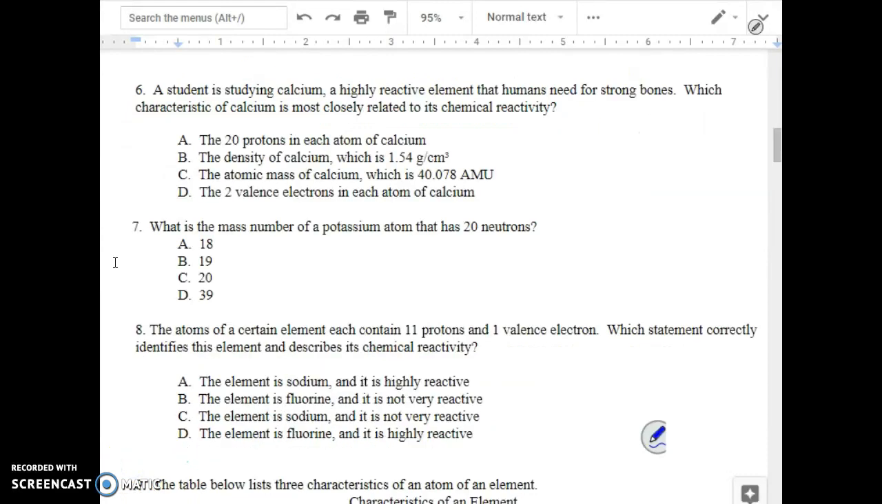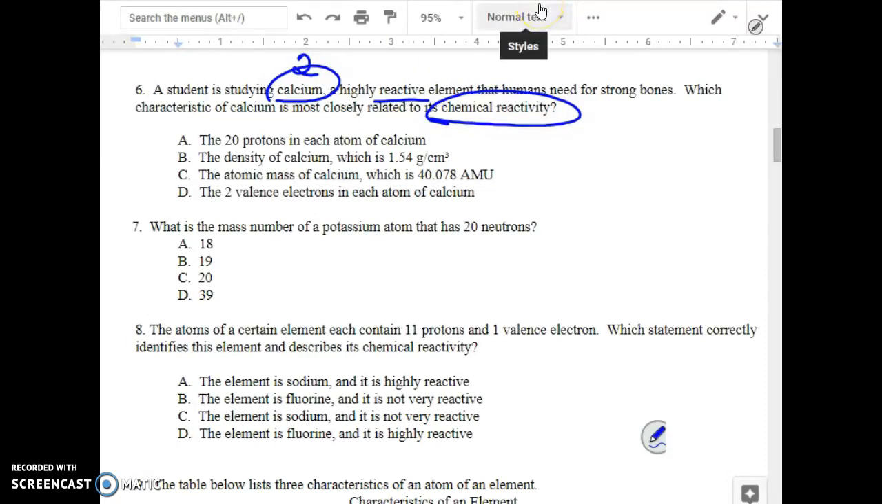Number 6, a student is studying calcium, a highly reactive element that humans need for strong bones. So I'm going to look right here. Calcium, that's in group 2. Highly reactive, that's true because it just has to lose its 2. Which characteristic of calcium is most closely related to its chemical reactivity? Okay, so chemical reactivity, again, anytime you think of reactivity, you need to think of valence electrons.